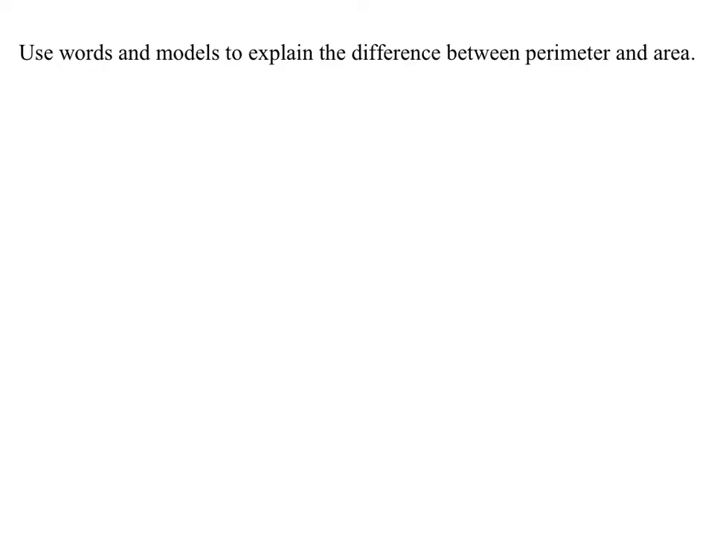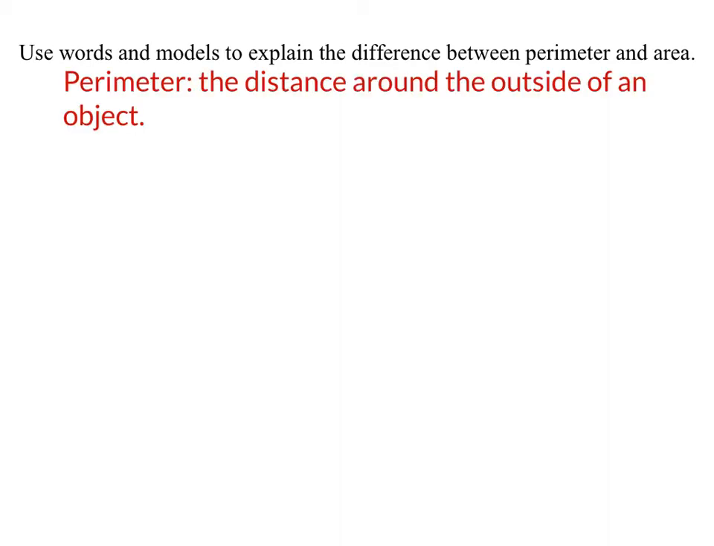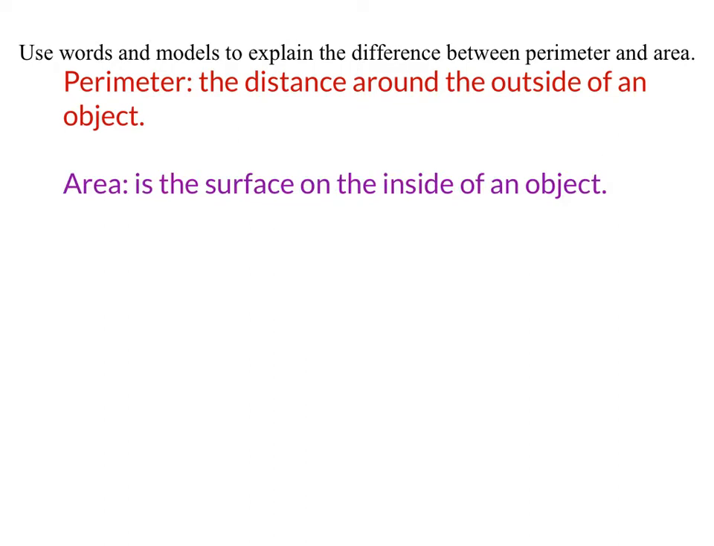Use words and models to explain the difference between perimeter and area. Let's use words first. So that's a good start for perimeter. It's the distance around the outside of an object. It's kind of the same thing as if you were trying to build a fence around an object. So it would be how much fencing do you need to fence in something, a house, property, children, whatever. All right. Area is the surface on the inside of an object. So how much surface do you have from fencing in the object?